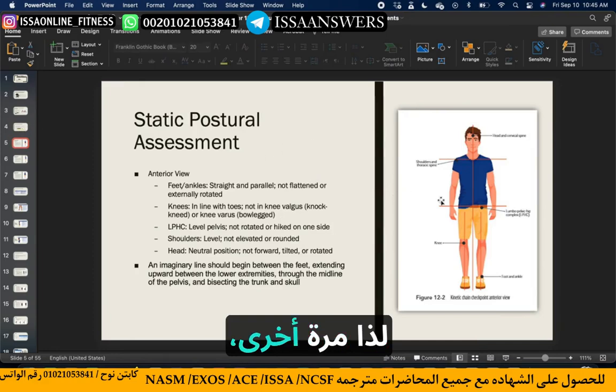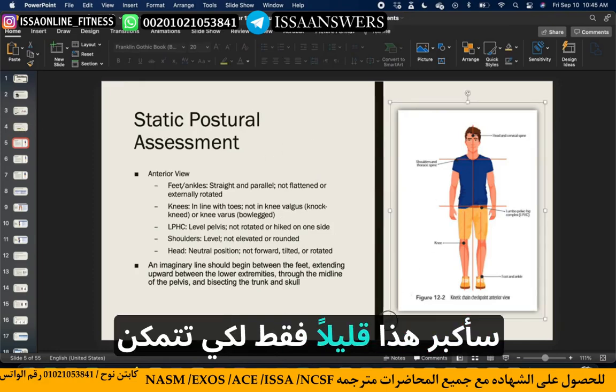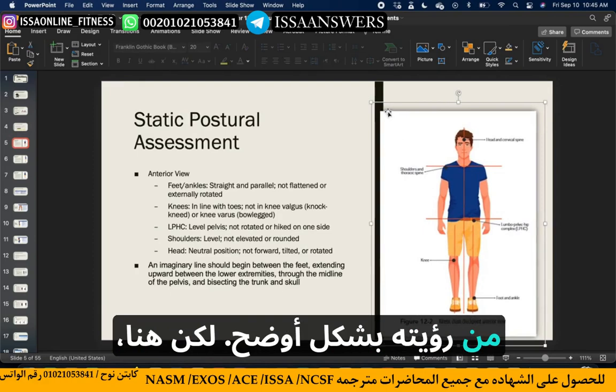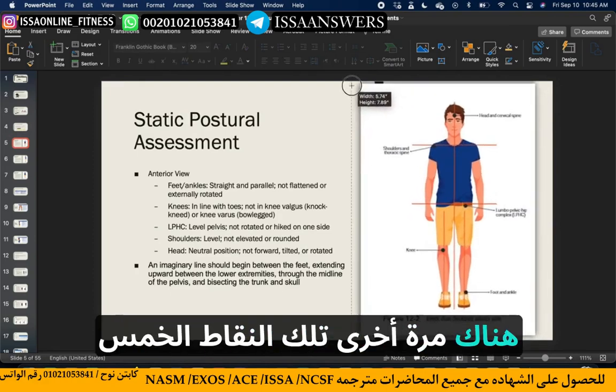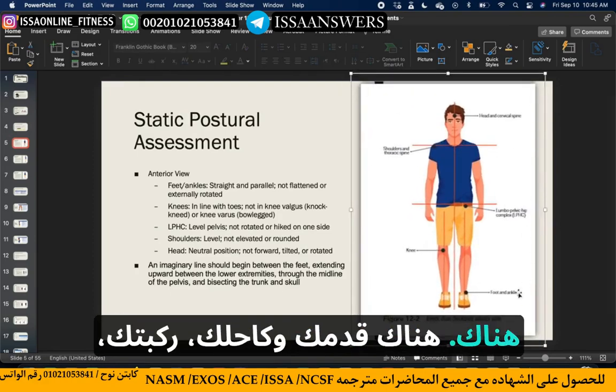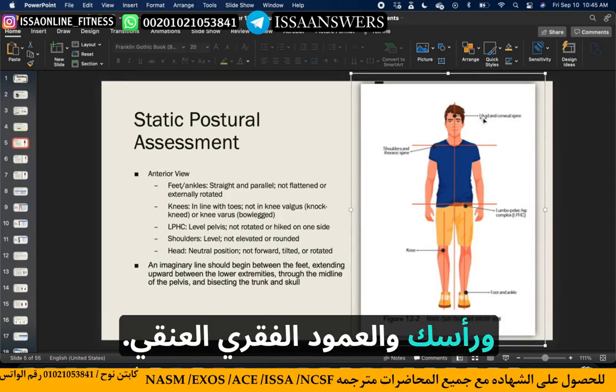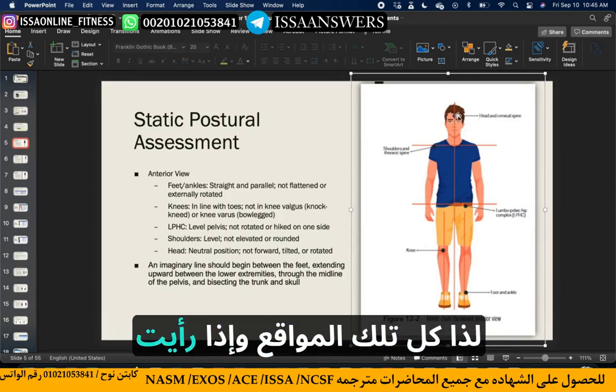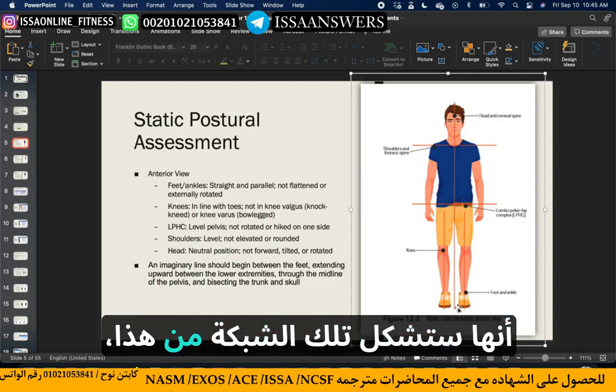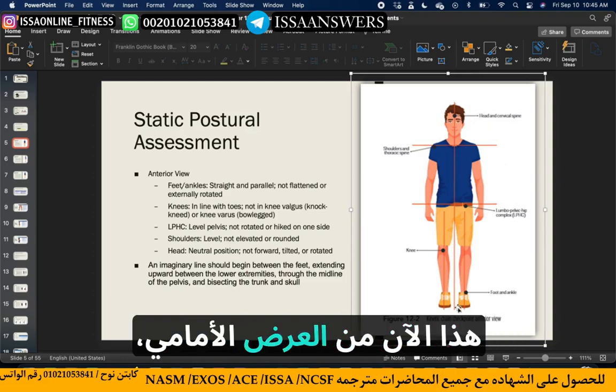So again, I'll blow this up a little bit bigger just so you can see it a little bit clearer. But here are those five checkpoints. There's your foot and ankle, your knee, your lumbo-pelvic hip complex, your shoulders and thoracic spine, and your head and cervical spine. So all of those locations, and if you see, it's going to form that grid. This is now from the anterior view.